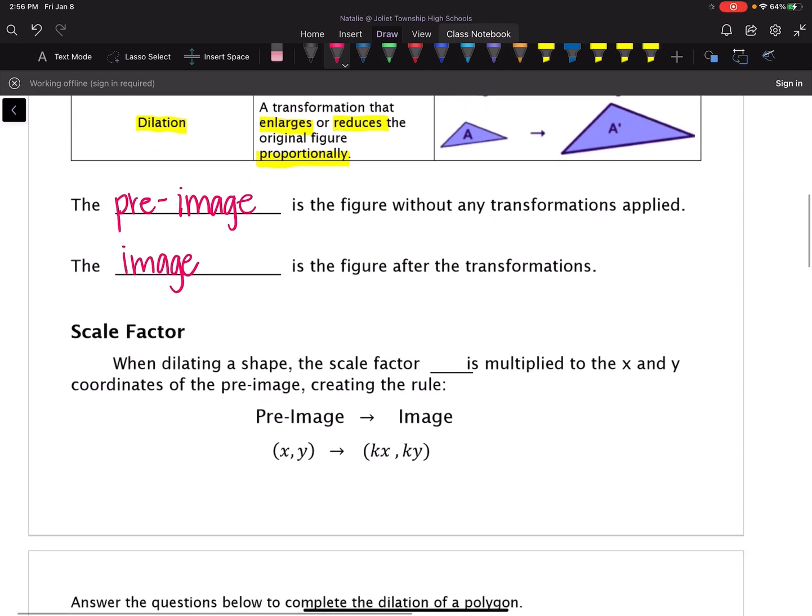And dilations use what we call a scale factor. A scale factor is how much we're going to dilate the figure. It's denoted by the letter K. And the scale factor is just some number that we're going to multiply the x and y coordinates of the pre-image by.